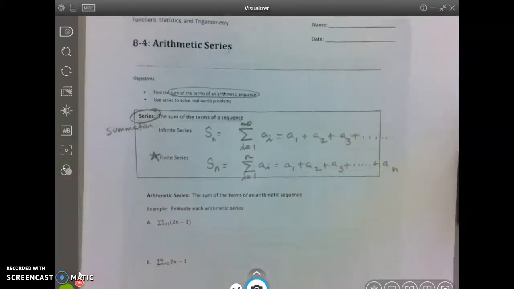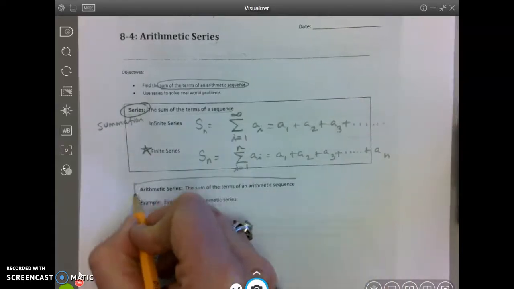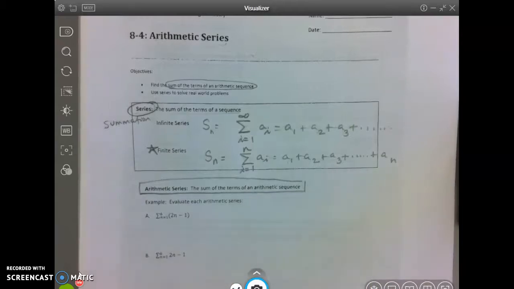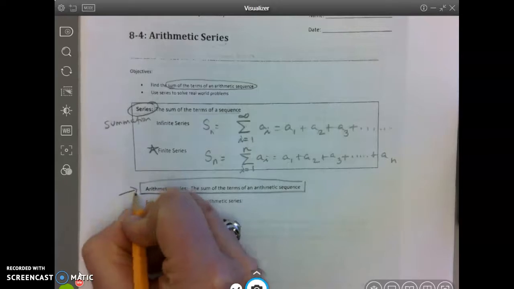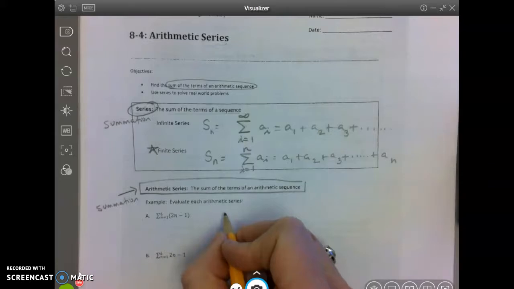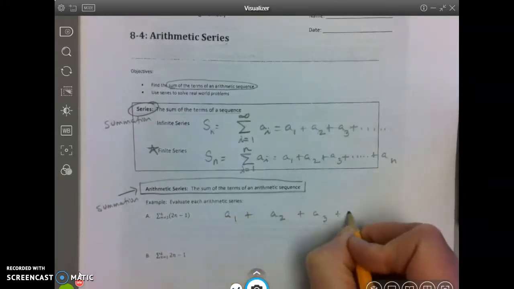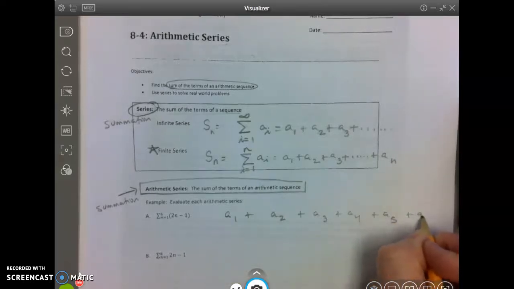So we have an arithmetic series. It's the sum of the terms of an arithmetic sequence. Evaluate each arithmetic series. So all a series is, is a summation. So we're really just doing what we did in our summation unit, but now we're calling that an arithmetic series. So all an arithmetic series is a summation. So we're going to be adding a sub 1 plus a sub 2 plus a sub 3 plus a sub 4 plus a sub 5 plus a sub 6.